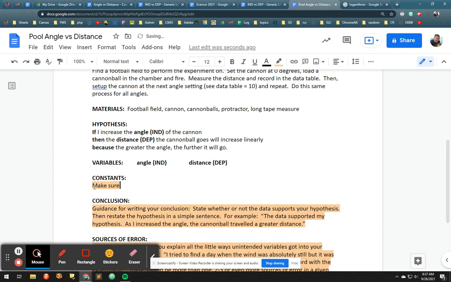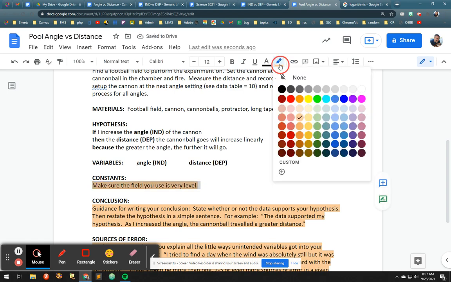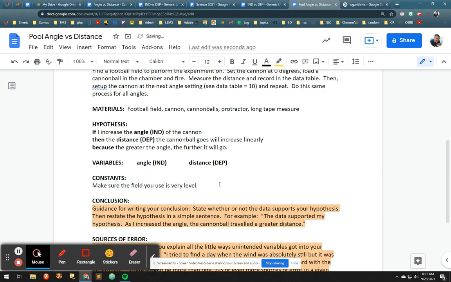Make sure the field you use is very level. Isn't that true? Of course. And I would imagine if you found a football field that it would be level. But maybe if you were in a third world country, I've seen soccer fields in Brazil that weren't perfectly level because they just grabbed a field and decided to play soccer on it. So make sure the field you use is very level.